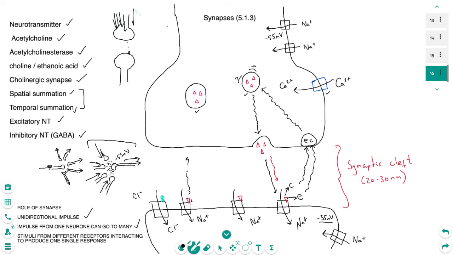Another impulse to come, and another one, another one, another one. And the bigger the stimulus is, the higher the frequency of impulses. So as more and more impulses come, that means you're going to have a higher rate of neurotransmitters being released, and that's going to increase your chances of enough sodium entering. And again, hit that minus 55, and eventually then the impulse can carry on down here.